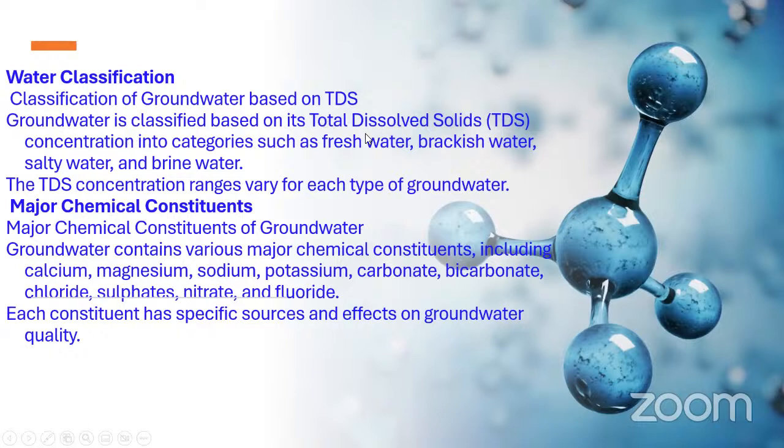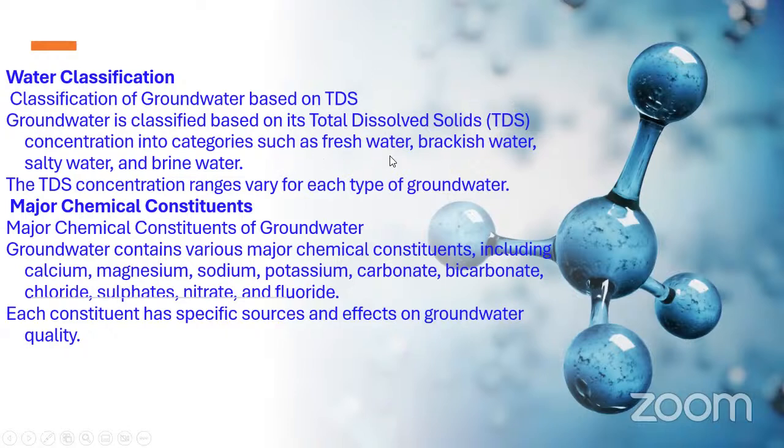is classified based on the total dissolved solids, TDS, and concentration into categories such as freshwater, brackish water, salty water, and rainwater. So, based on this TDS only, it will be categorized into freshwater, brackish water, and salty or rainwater. And this is the classification based on total dissolved solids. It means the solids which are dissolved in 1 liter of water, and TDS has units like mg per liter.